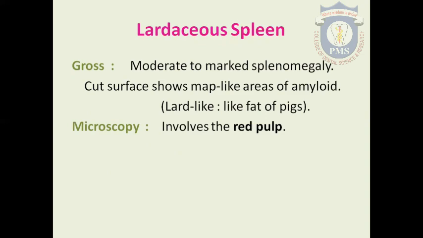Lardaceous spleen, gross appearance, shows moderate to marked splenomegaly. Cut surface shows map-like areas of amyloid. Lard-like means like fat of pigs. Microscopy, amyloid deposits are seen in the red pulp.